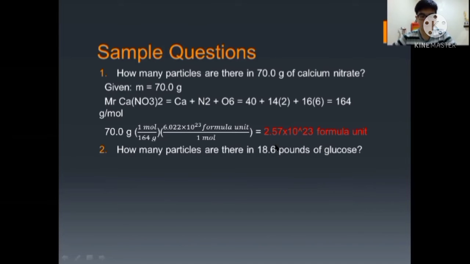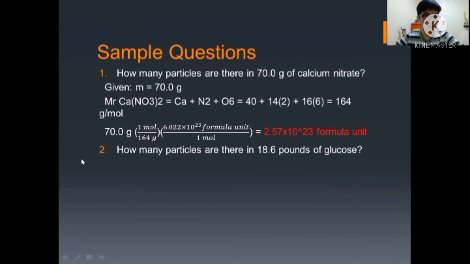Although your calculator will show a very long answer, I just use 3 significant figures since here I put 70.0, which means we follow the significant figure rules. So we follow the least number of significant figures for the final answer. The final result will be 2.57 times 10 raised to 23 formula units.